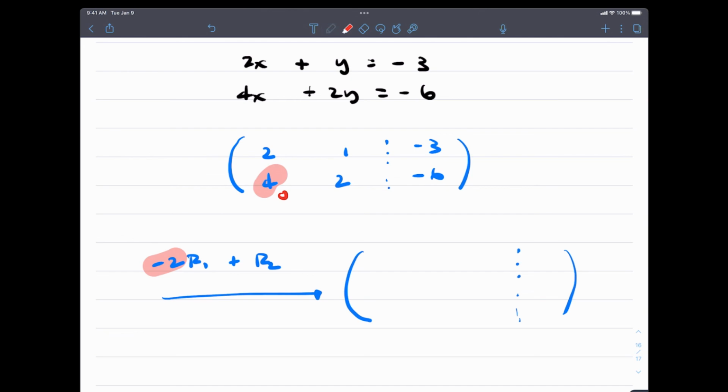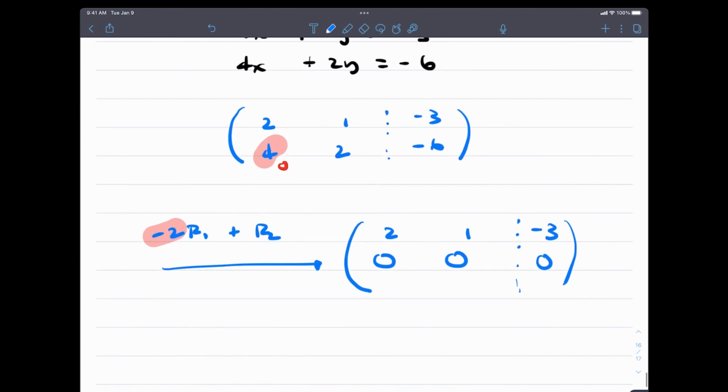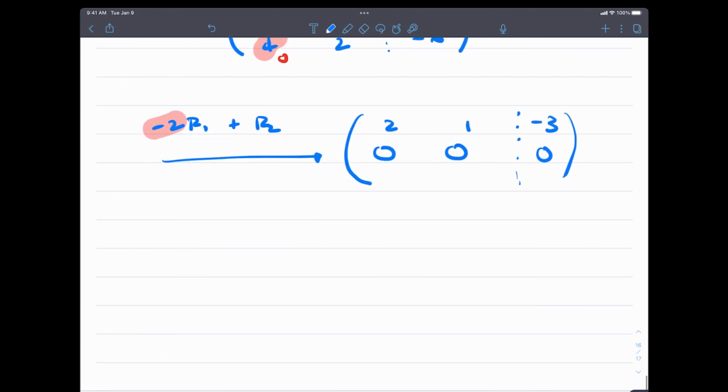Okay, what did you guys get? You should get 0, 0, 0. Okay, and then what do you get up here? 2, 1, -3. So that means you have 2x plus y equals -3. And you ask, what does this all zeros mean? 0x plus 0y is 0.